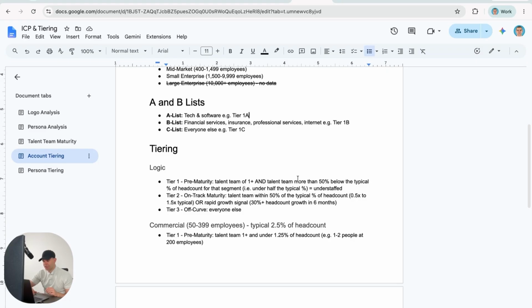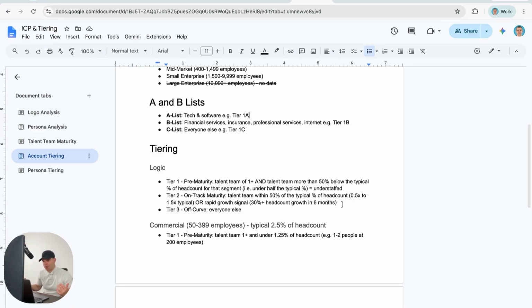Tier 1 is actually, are we well below that number? Because if we are, chances are that the talent team's quite under-resourced and could probably do with some help to bring some structure, bring some organization, and to be able to make more out of their existing talent team. Okay, and the other thing I forgot to mention for tier 2 is we're either doing on-track maturity or there's been some form of rapid growth signal.